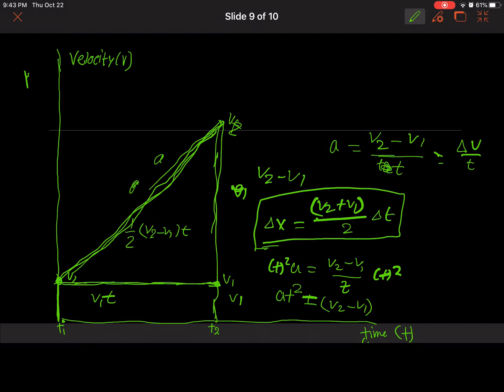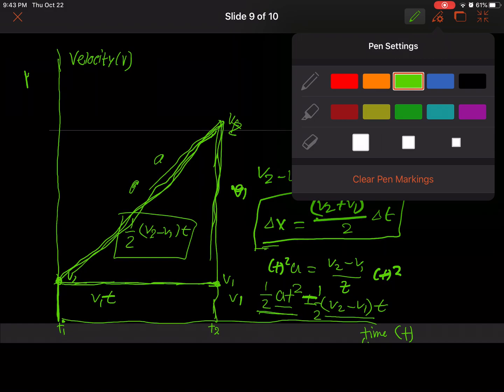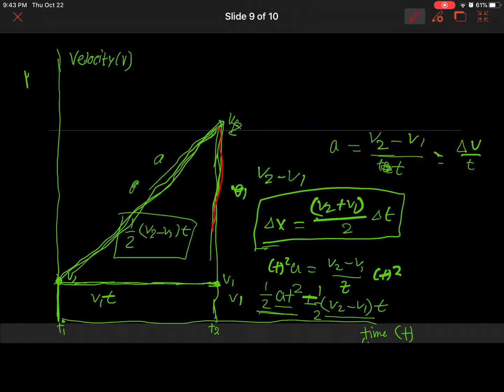Oh, I forgot the half. It would be half here. So at squared here actually equals (v2 minus v1) t. So at squared, or more precisely half at squared, sorry, I forgot the half. Half at squared is actually the area of this triangle now. Let me highlight that in red so you can actually see it. So half at squared is now the area of the triangle.